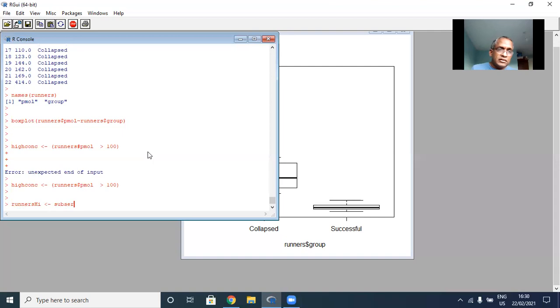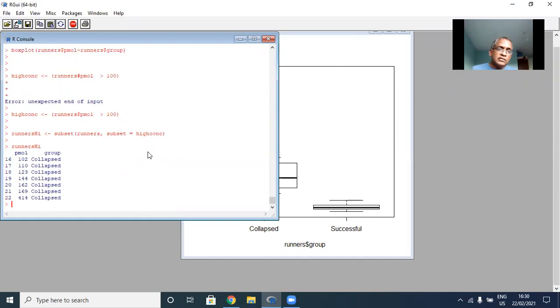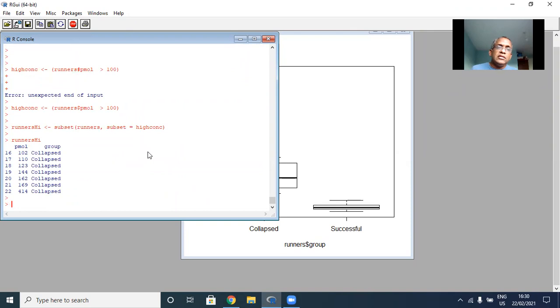And look for the subset of runners corresponding to high concentration, okay? And then you should type this. This is what you will get. See, it's a subset of the data set where the concentration is greater than 100, okay? It's a subset of the data set with concentration exceeding 100. So it starts from 102 up to 414.